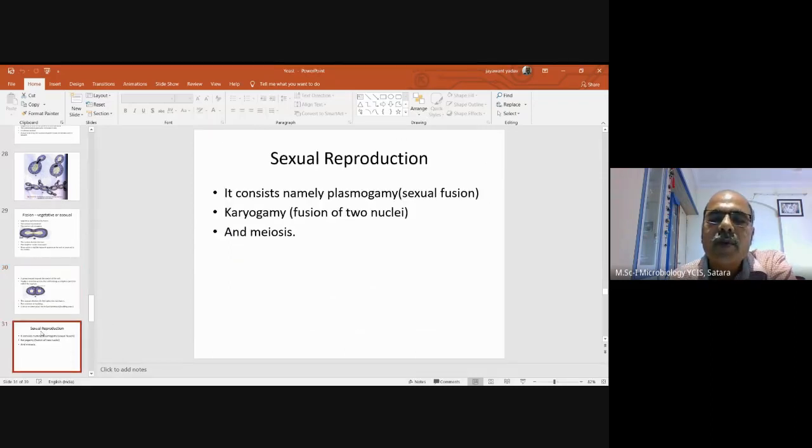In sexual reproduction, as far as sexual reproduction is considered, it consists of plasmogamy, that is sexual fusion, karyogamy, that is the union of 2 nuclei, and meiosis, that is reduction division.